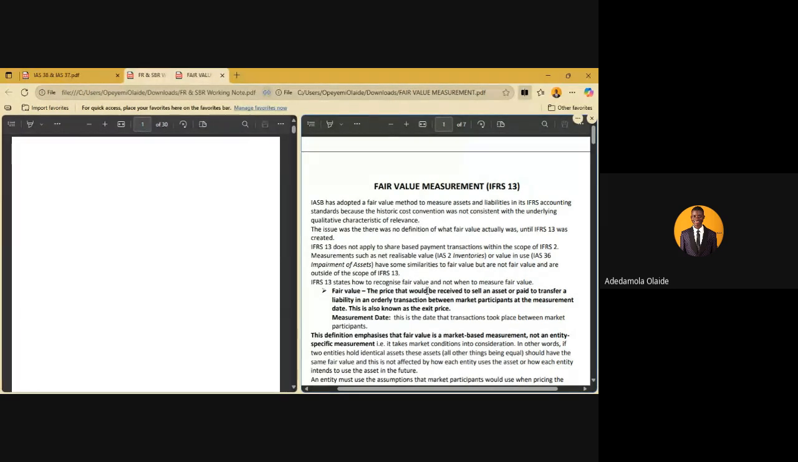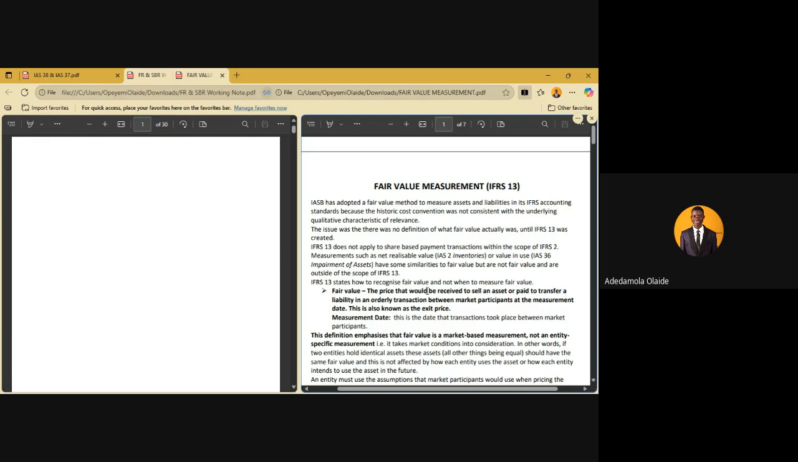Or if you want to settle a liability, fair value is also the amount you will need to settle that liability in an orderly transaction, that is in a transaction that is not influenced by any other thing. No familiarity, no influence, nothing. Between market participants. Who are the market participants? Buyer and seller, and sometimes the regulator, at the measurement date, that is on a specific date. The fair value today may not be the fair value tomorrow, especially when the market participants now have another information at their disposal.